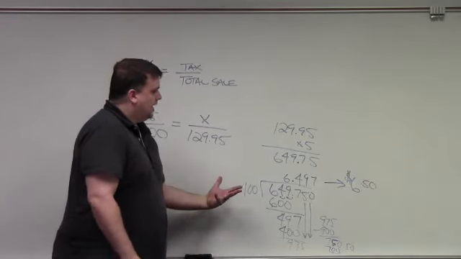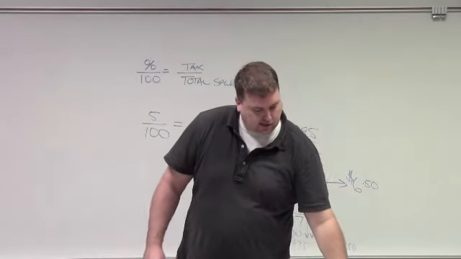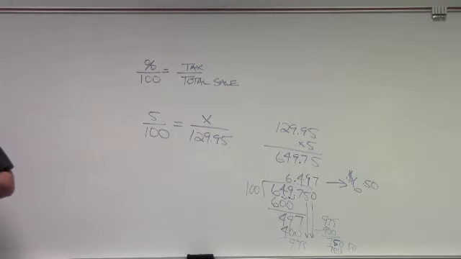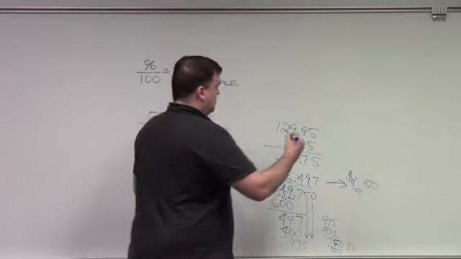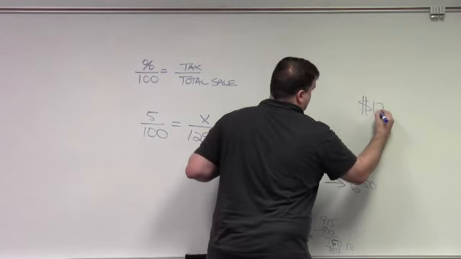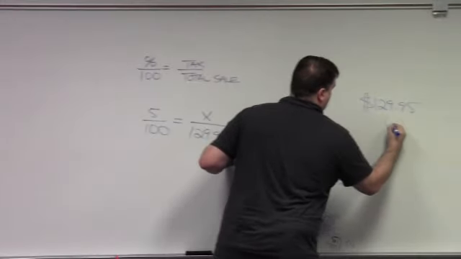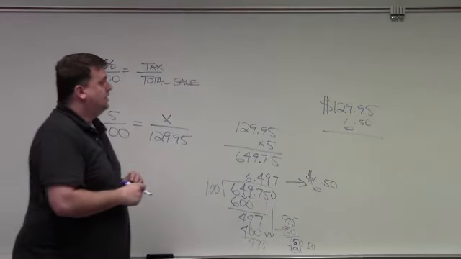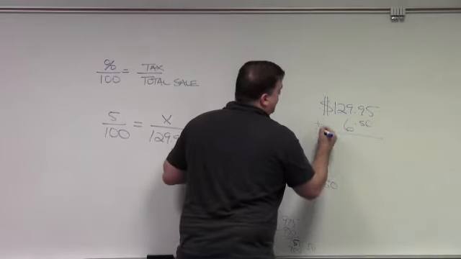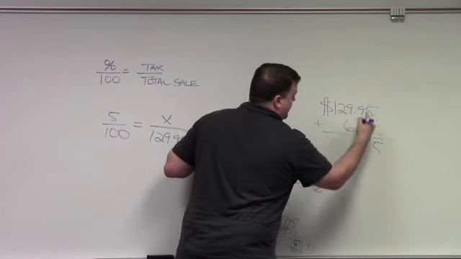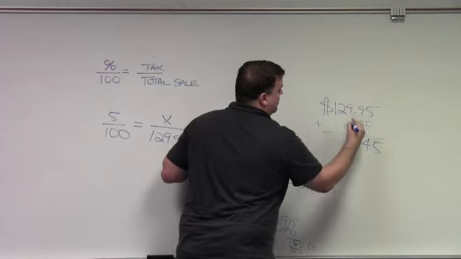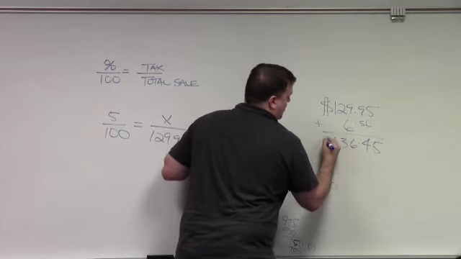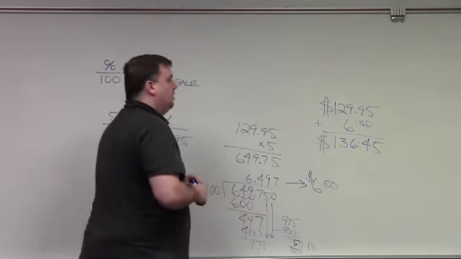So we found the sales tax, but the last question says, what is the total price? So how can I get my total price? You have the $129.95 plus the $6.50. All right, so you just add those together. Remember, when you're adding, you have to make sure that your decimals line up. So it's 5, 4, 1, 6. So $136.45.